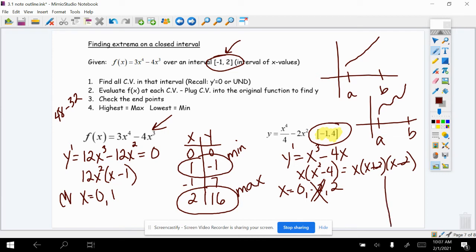So I'm going to make a table. Kind of running out of room a little bit here. I'm going to put in 0 and 2, my 2 critical values. I'm also going to put -1 and 4. So if you want to fill in the table all at once, you can. If you want to use a calculator all at once, you can do that too.